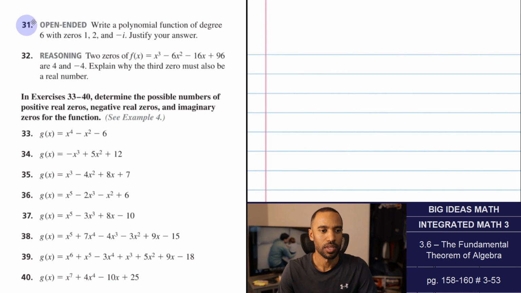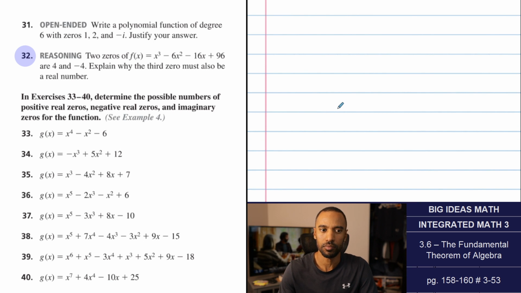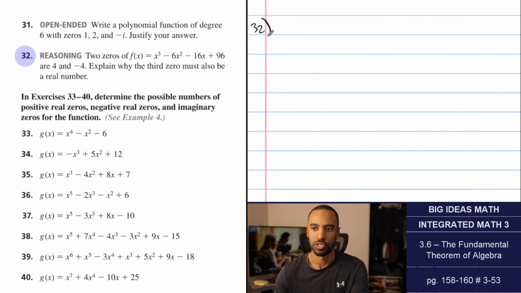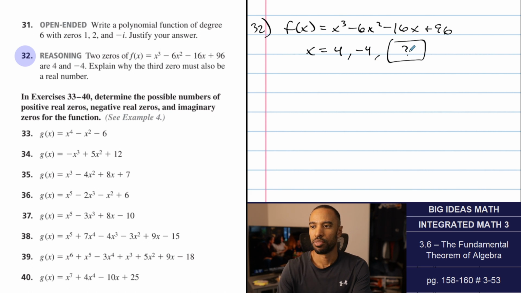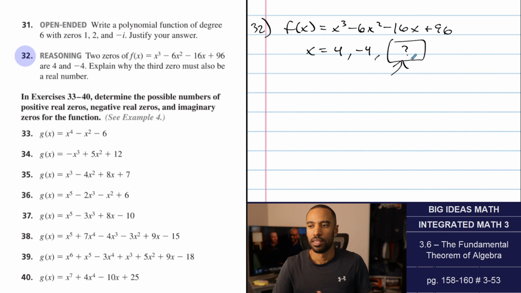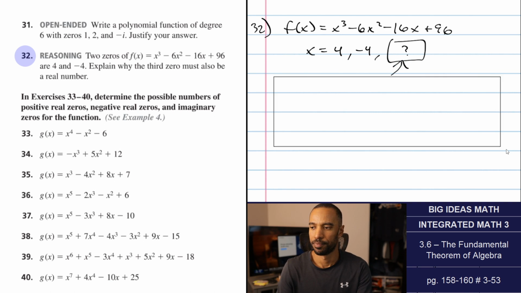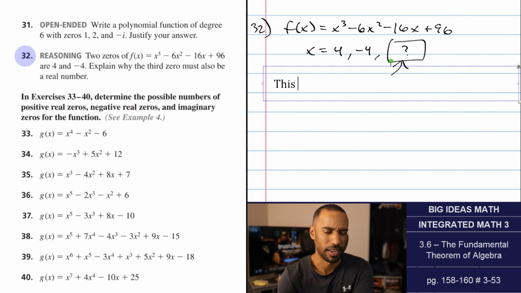Number 32 on reasoning. Two zeros of f of x equals this are 4 and negative 4. Explain why the third zero also must be a real number. Sorry, it's 36 or 32. I don't think they're asking us to solve this thing, but what they are letting us know is information: x equals 4 and negative 4, and now this solution. Here's what I'm going to type out. This solution must be a real number. I don't know what it is. We could find out. I don't think I'm going to.